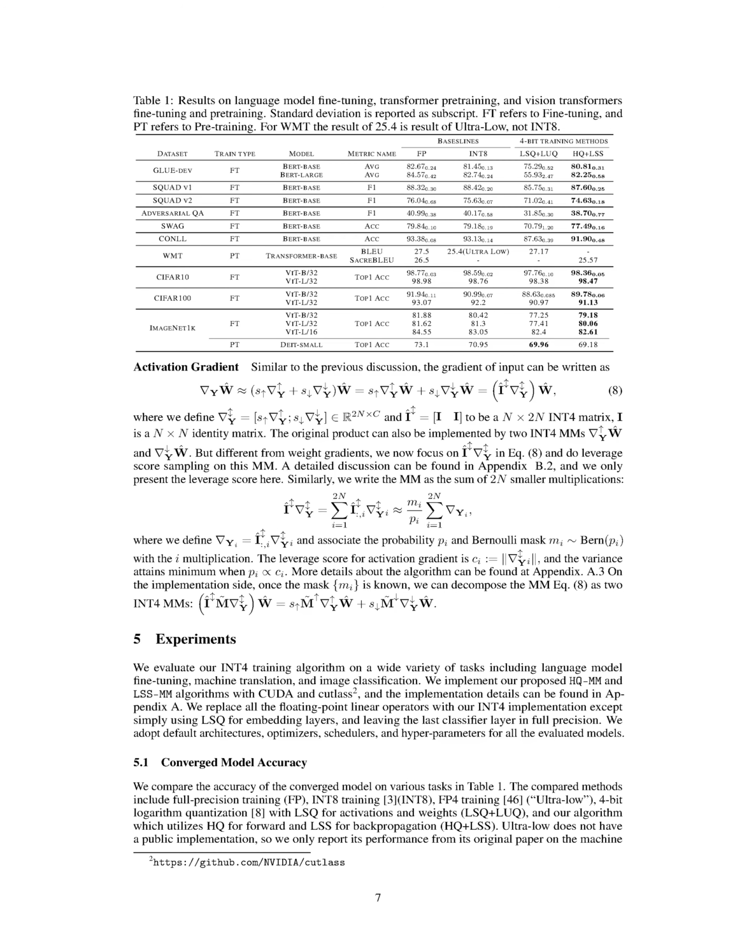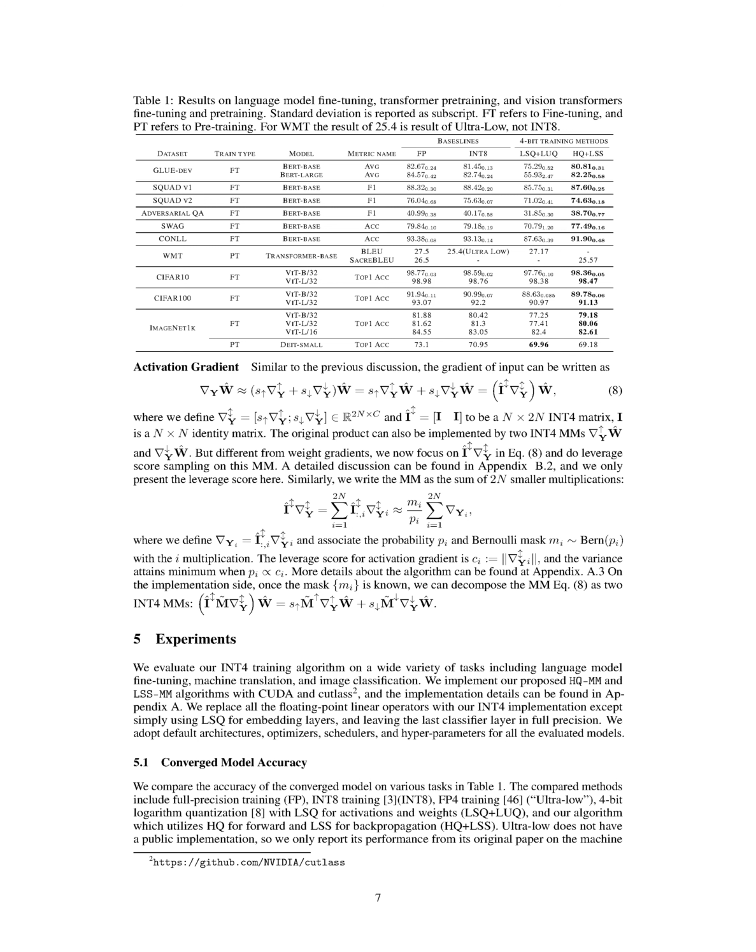Section 5 Experiments. We've put our int4 training algorithm to the test across a diverse range of tasks, including fine-tuning language models, machine translation, and image classification. We developed our HQM and LSSM algorithms using CUDA and Cutlass II. You can find the specifics of this implementation in the appendix of the paper. Instead of using standard floating-point linear operators, we opted to use our int4 implementation. The only exceptions were in the embedding layers, where we used LSQ, and in the last classifier layer, which we kept at full precision. All tested models use the standard architectures, optimizers, schedulers, and hyperparameters.